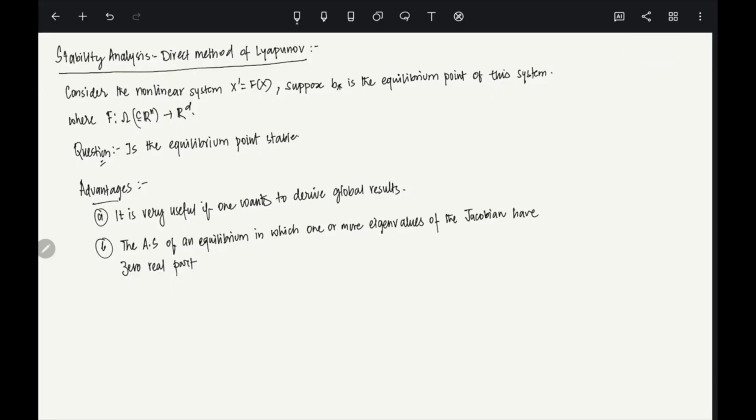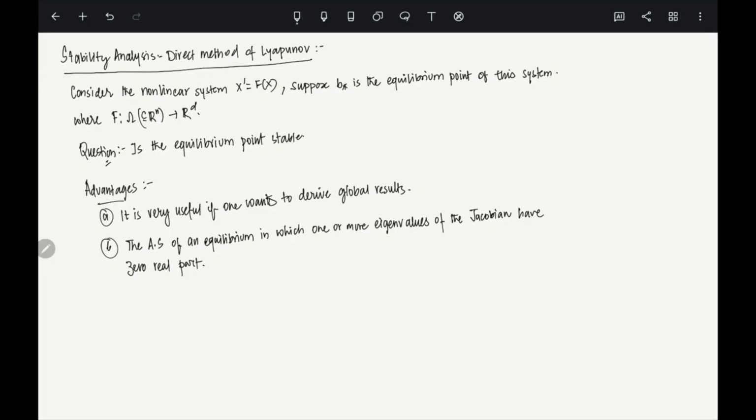In the earlier video we have seen that if you look at the Jacobian matrix and one or more eigenvalues have zero real part, then we really can't say anything about the stability of the system. The stable manifold theorem also does not hold. What we can do here is define something called a Lyapunov function. If you can find a Lyapunov function, then life is very easy. You can actually show the asymptotic stability.